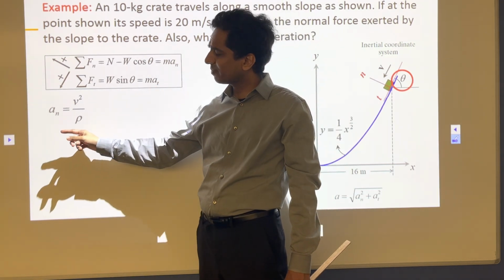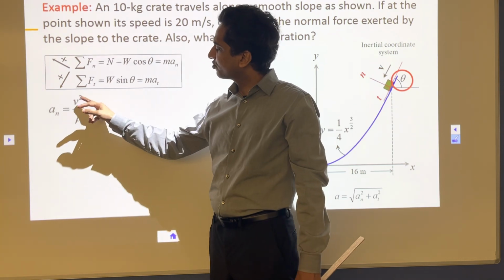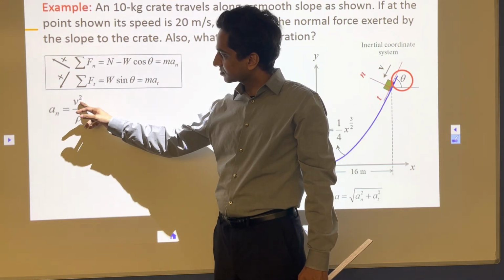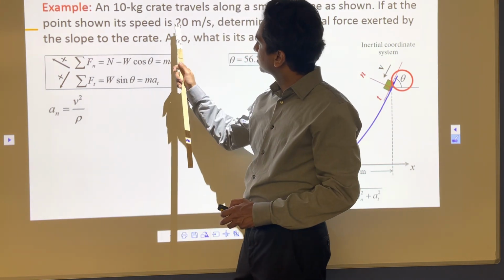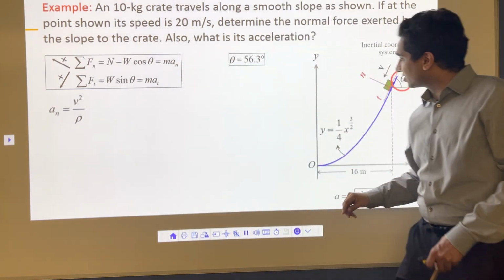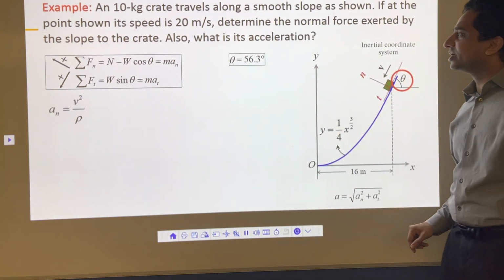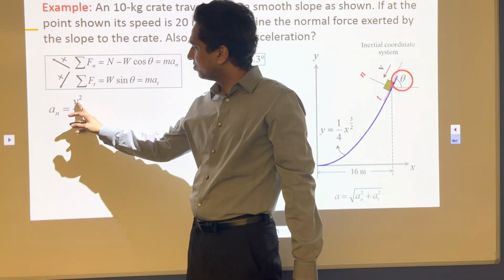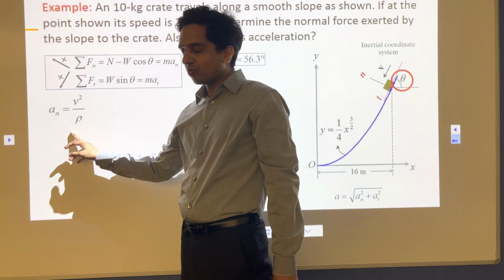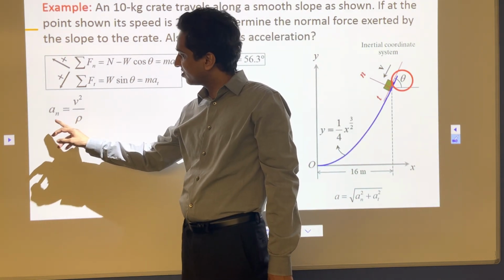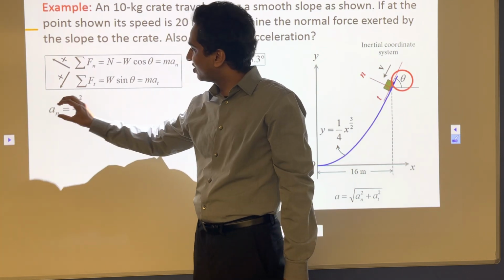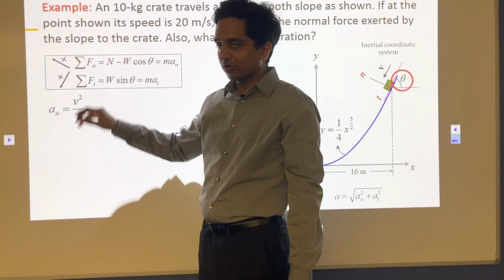We are going to use this formula from chapter 12. V square by rho. Velocity we know, 20 meter per second. So at this instant the velocity is 20 meter per second. Velocity we already know. We have to find out rho. If you know the radius, we can get an. You can take that value of an here, you can solve the problem.